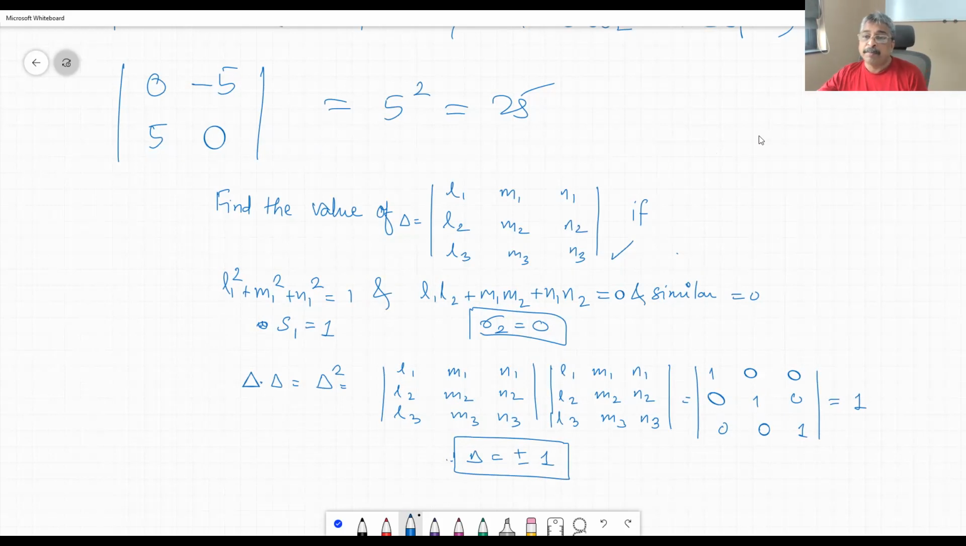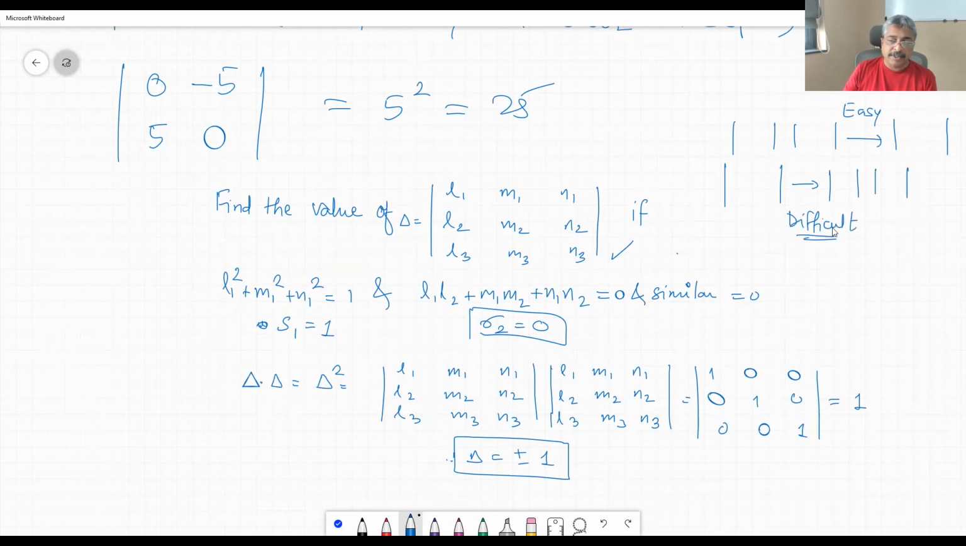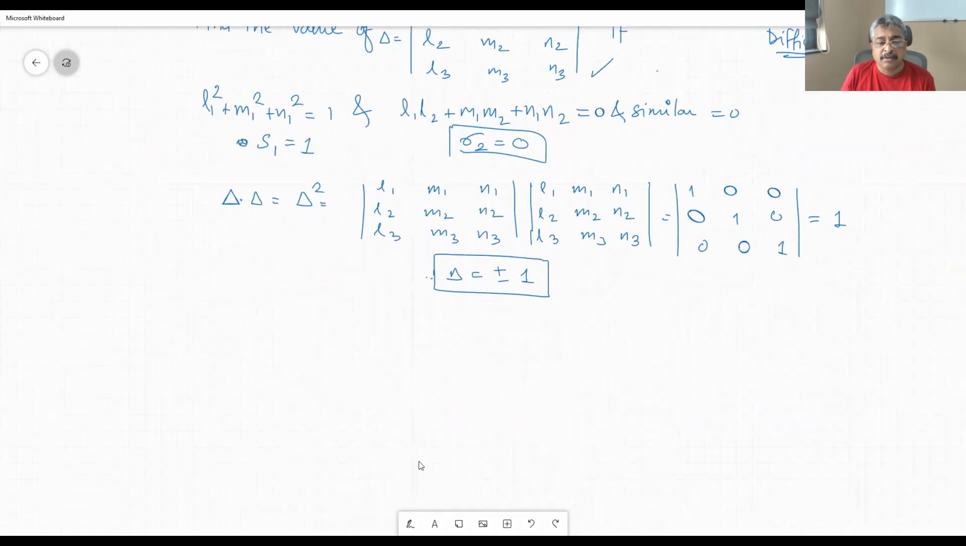So, see, multiplying two determinants to get one determinant, easy. Given one determinant, to factorize into two determinants, difficult. This is always going to happen with you. Factorization is always difficult. Multiplication is always easy. So now let us see if you can see factorization.